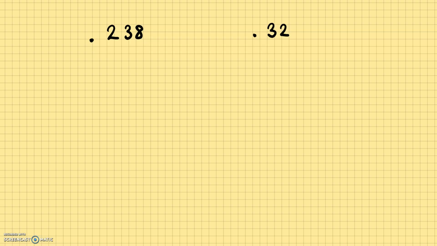Let's use both methods, the two main methods that we've learned. So one way to do this is to make them all have the same number of digits. So 0.238 has 3 digits. So we make the 0.32 have 3 digits by attaching a 0 here. So now we can see that we're comparing 238 and 320. In which case we can say that 320 is bigger.